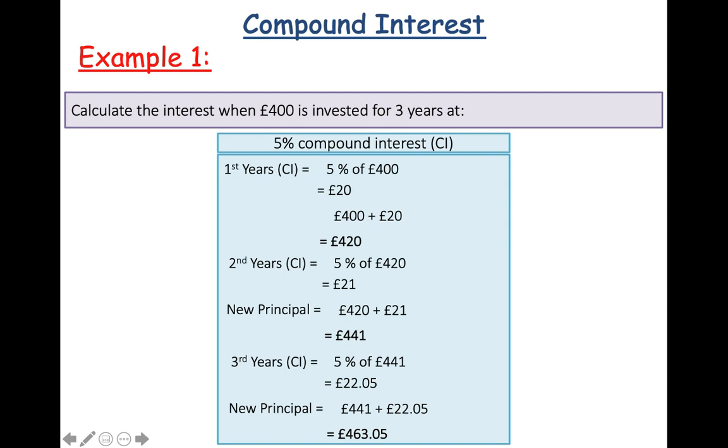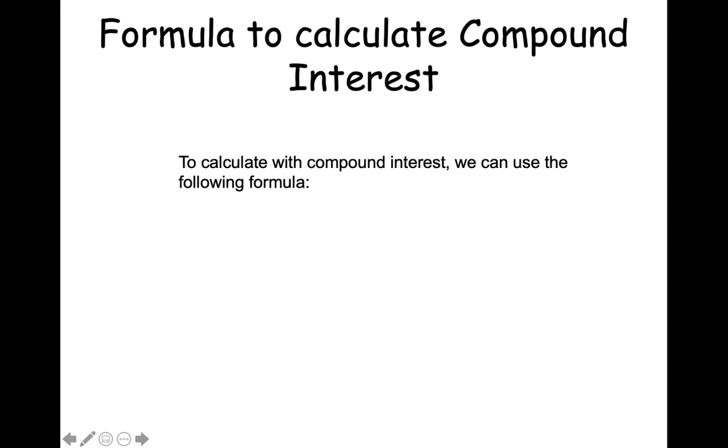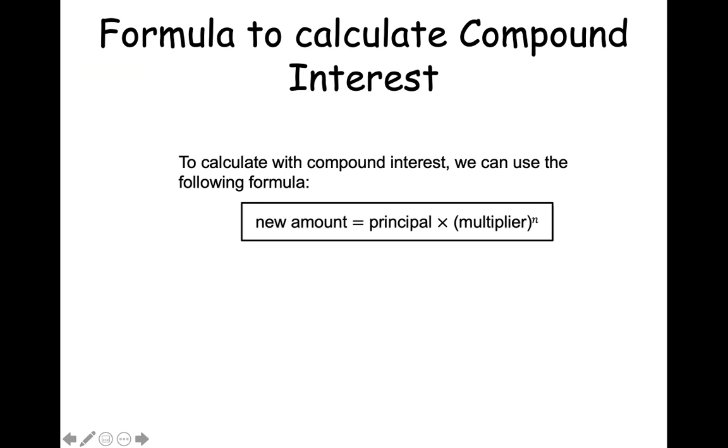However, there is a formula which we're going to learn how to use so that you don't have to do each year one at a time. To calculate compound interest, we can use the following formula. Our new amount, which is how much we're going to get in return in total, equals the principal. Remember, the principal is the original amount that you invest, multiplied by the multiplier. We should remember the multiplier from when we did percentage increase and decrease with a calculator. And then n is the number of years, how much time you're investing for.